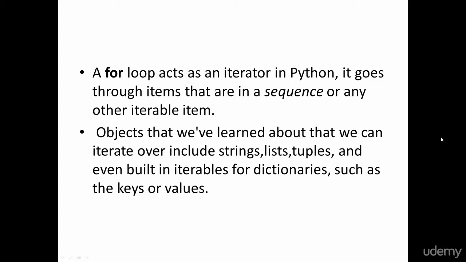A for loop can act as an iterator in Python, and what it does is it goes through items that are in a sequence or any other iterable item. So if you remember these objects we covered in the objects and data structures section that we can iterate over, those items include strings, lists, tuples, and then we can also iterate over the built-in iterables in dictionaries, such as keys or values. And we'll break down that topic later on in this lecture.